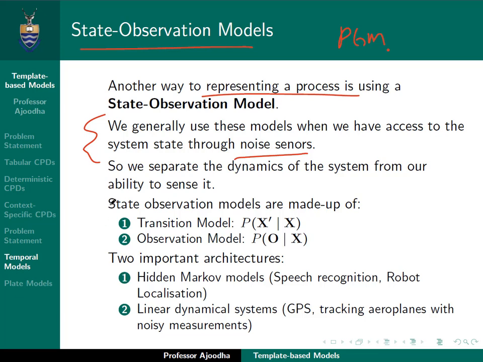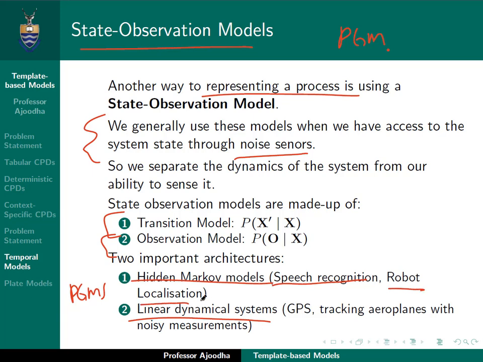All right, so for these state observation models, we need several things. Number one, we need a transition model, which allows us to move between these different states. And then we need an observation model, which allows us to do something based on what we observe. So the two different PGMs that we use for this are hidden Markov models and linear dynamical systems. So hidden Markov models is the method of choice, like I said, in its explainability for speech recognition problems, for robot localization, where we want explainable methods to do these kinds of things.